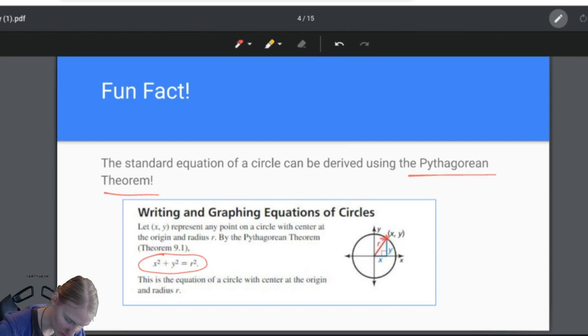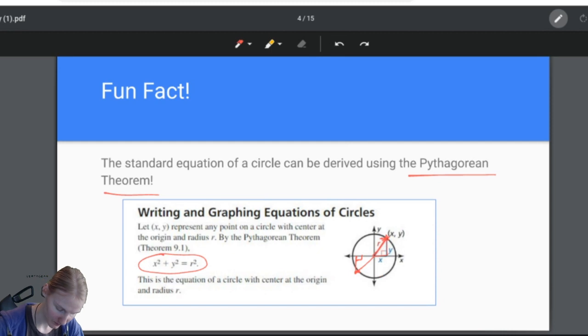Because any point, well here, let me make it clear. Any point on the outside of this circle is going to create a right triangle like this. If I put a point right here, and I dropped that perpendicular line, now I have a right triangle here. If I put the point right here, now I have a right triangle here.